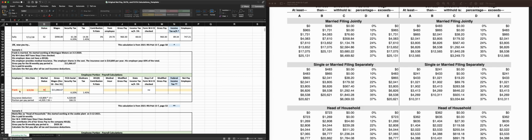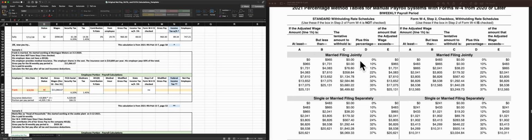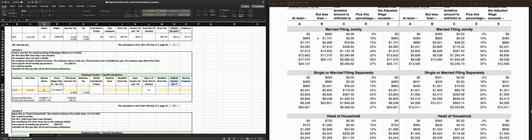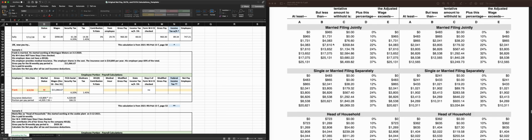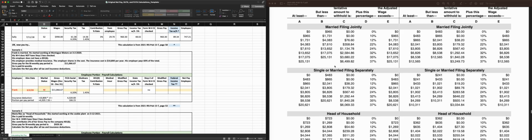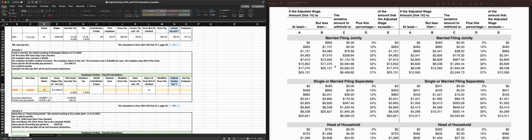His W-4 does not have step 2 box checked, so that means we're going to be on the left-hand side here. Married, let's assume if they're married that they're filing jointly. It's very rarely that anyone would file separately if they're married. It just doesn't benefit them as much. His employer provides medical insurance. The employer shares in the cost.